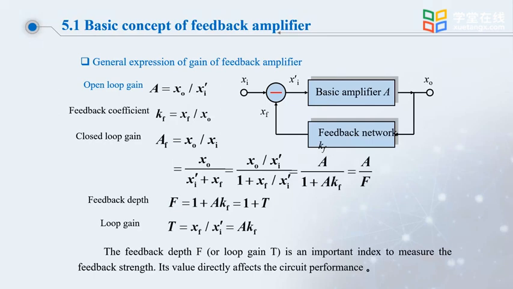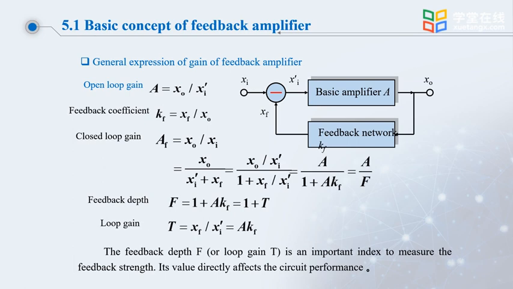Feedback depth and the relationship between closed loop gain and open loop gain. If you have a basic amplifier and introduce a feedback network, the entire closed loop gain, Xout over Xi, equals the open loop gain of the basic amplifier divided by the depth of feedback. The greater the feedback depth, the smaller the closed loop gain. After the introduction of the feedback network, it has some influence on the previous open loop gain value.